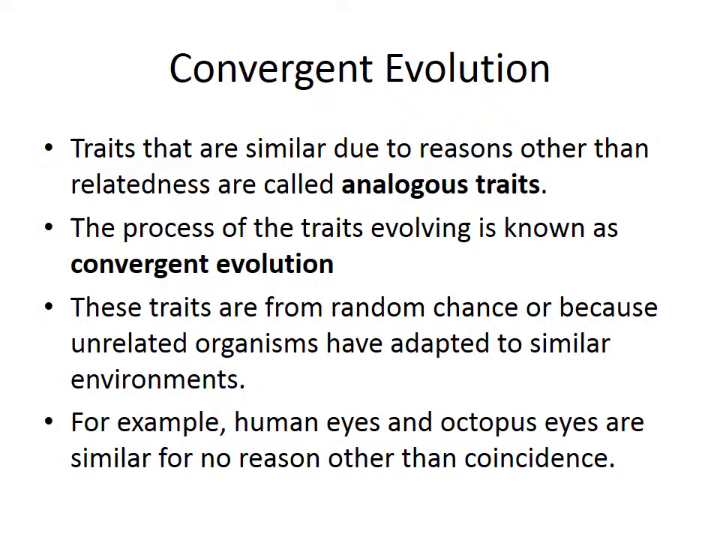So the process of the traits evolving is known as convergent evolution. That means they separated for a little while and they came back together. So these traits are from random chance. They just randomly happen to be the same. Or because unrelated organisms have adapted to similar environments. So if you have, let's say, a predecessor to a cactus that ends up having to adapt to a desert environment, then two completely unrelated cactuses might look very similar. Yeah, so they come across the same solution to their problem.